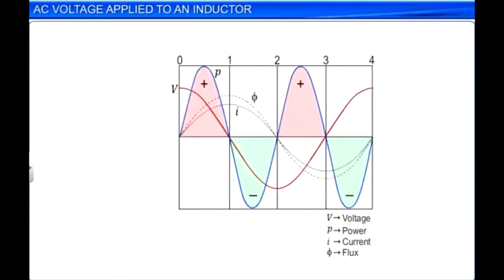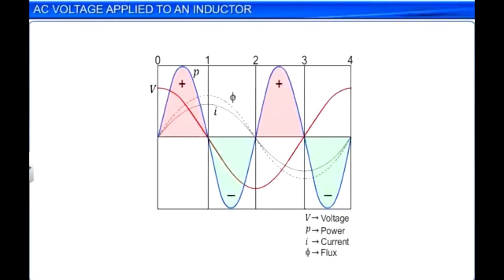Thus, the instantaneous power in the inductor is positive when both the instantaneous voltage and the instantaneous current are positive or both negative, and the power is negative when either the instantaneous voltage or the instantaneous current is positive and the other negative.